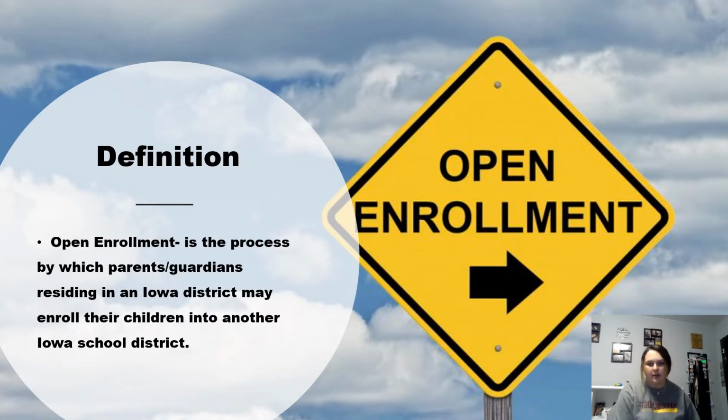So, what is the definition of open enrollment? The definition of open enrollment is basically the process by which your parent or legal guardian can put you into another Iowa school district from the one that you are already residing in. And this is basically just out of personal choice, or it could be out of convenience. It is really just because they want to enroll you in a different district.